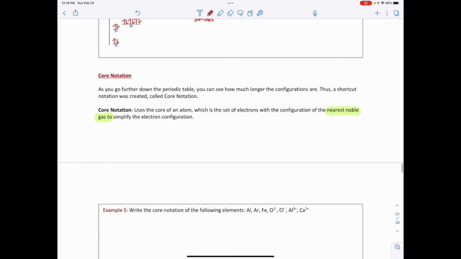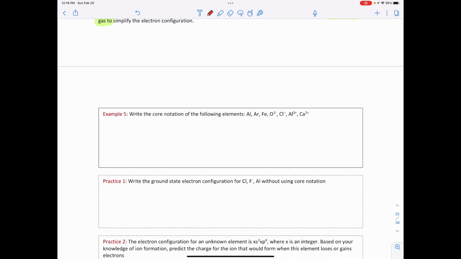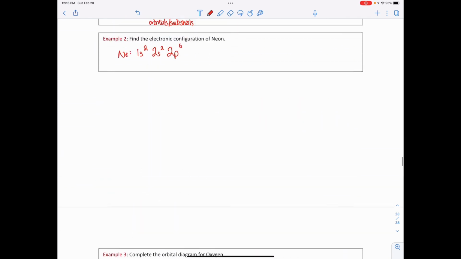Okay, so let's take a look at a few examples here. So I have aluminum, Al. Now if I was to write out the entire electronic configuration, I have 1s2, 2s2, 2p6, 3s2, 3p1. Okay, so it's not too long. But what core notation is, you backtrack from aluminum and you find the nearest noble gas. Aluminum is number 13 on the periodic table.